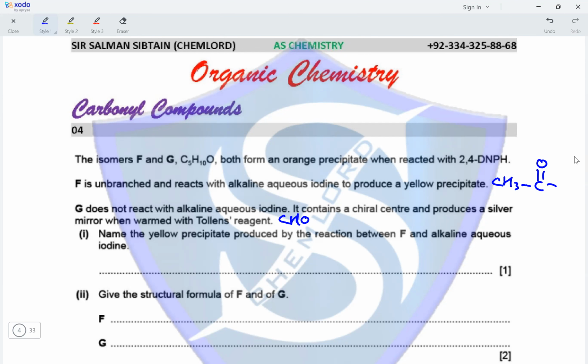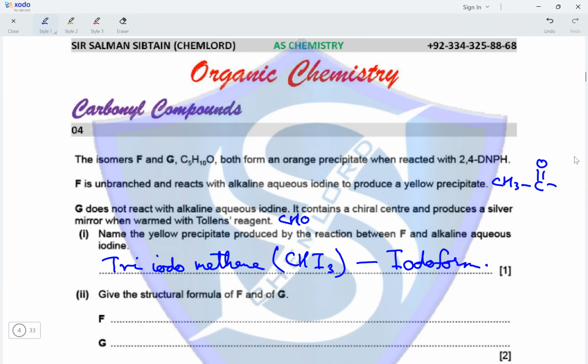Name the yellow precipitate produced by the reaction between F and alkaline aqueous iodine. That precipitate is called triiodomethane, which has the formula CHI3, and is also known as iodoform. Give the structural formula of F and G. F is CH3CO, and since we have 5 carbon atoms, we continue the chain: CH2, CH2, and CH3.